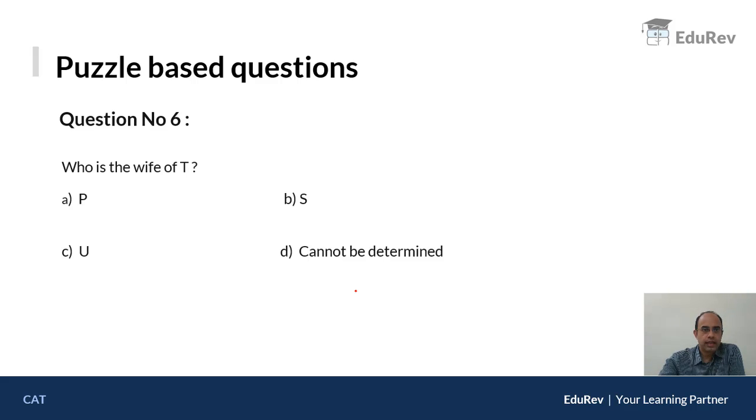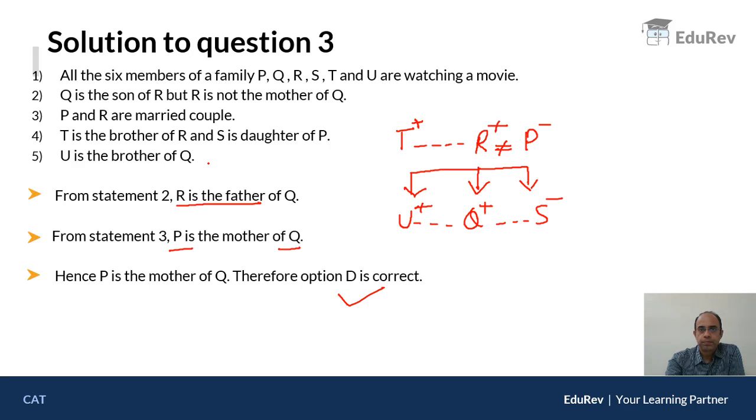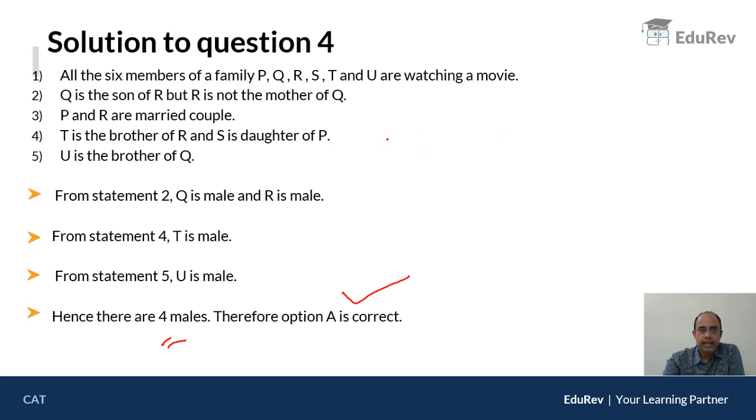Now, question 6 says, who is the wife of T? So, let us move back to the family tree. Who is the wife of T? Now, nothing has been said in this question about T's marital status. We don't even know whether T is married or a bachelor. Fine. So we cannot comment anything about his wife. So data inadequate.